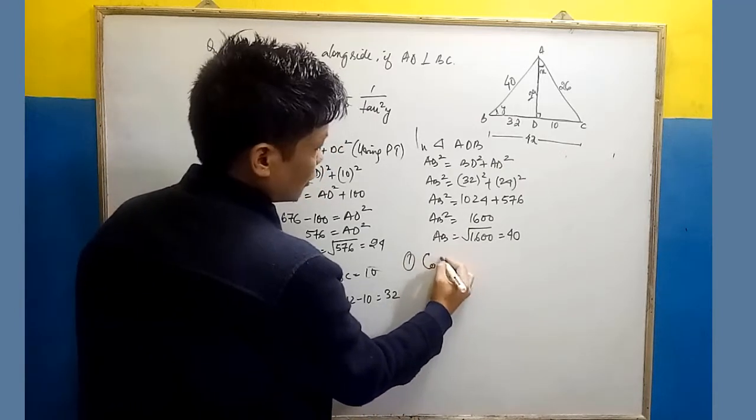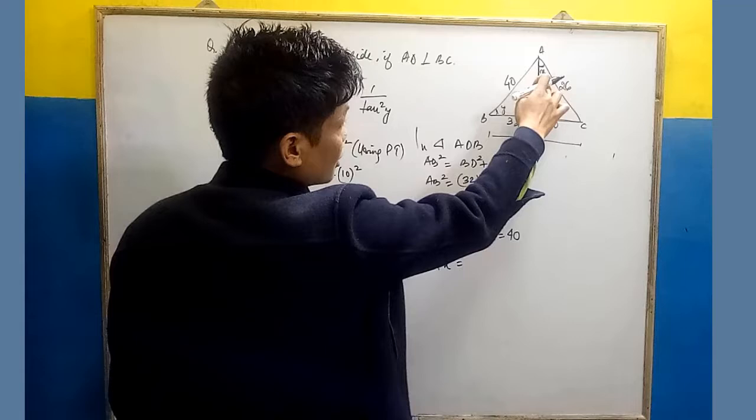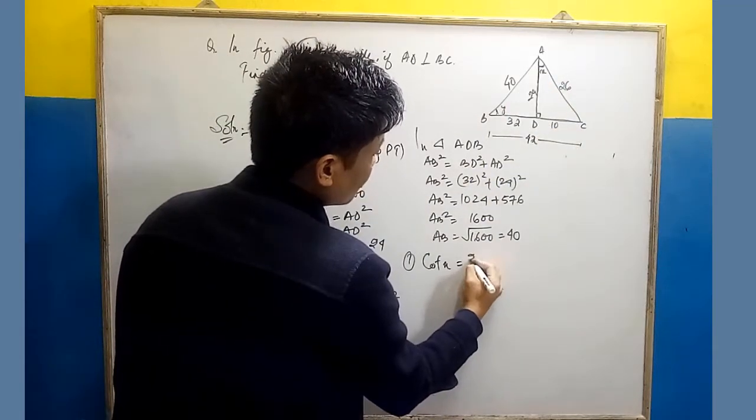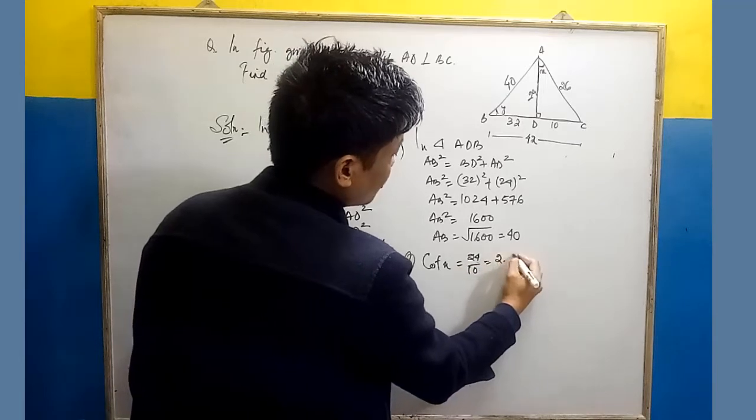Now we can find out the value of cot x, which is base upon perpendicular, which is 24 by 10, which is 2.4.